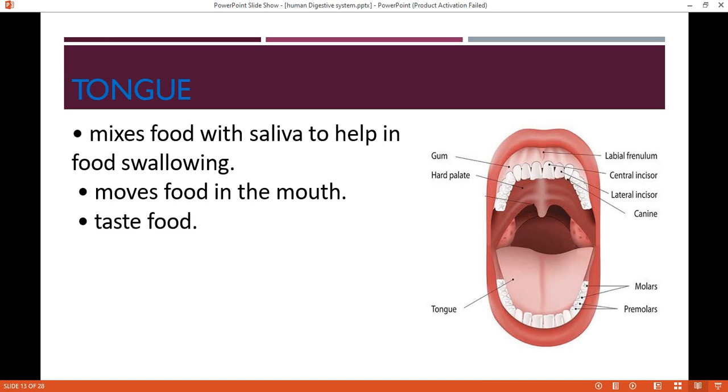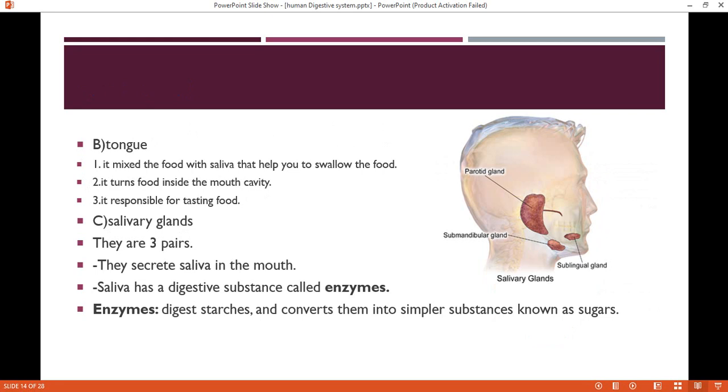What is the function of the tongue? It mixes the food with saliva. The saliva helps you to swallow the food. When you eat, there's liquid inside your mouth. This liquid is called saliva. The tongue also moves the food inside the mouth and mixes it with saliva, and it's responsible for tasting. So we can taste the food because of the tongue. So, 3 functions for the tongue: mixing the food with saliva, moving the food inside the mouth, and tasting food.